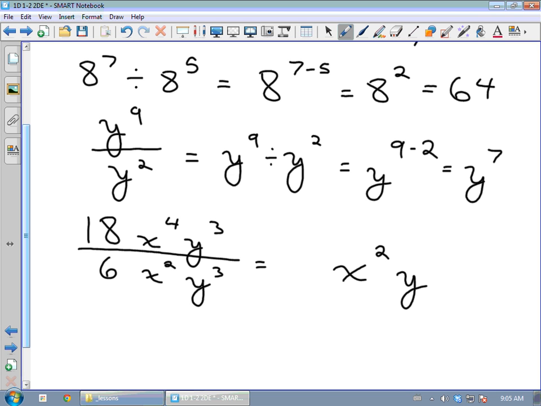Emerson? Yeah, 0. Now, usually when we get something to the exponent 0, anything to the exponent 0 is just 1. So we don't actually even write that. I'll put this over at the side: anything to exponent 0 is 1.